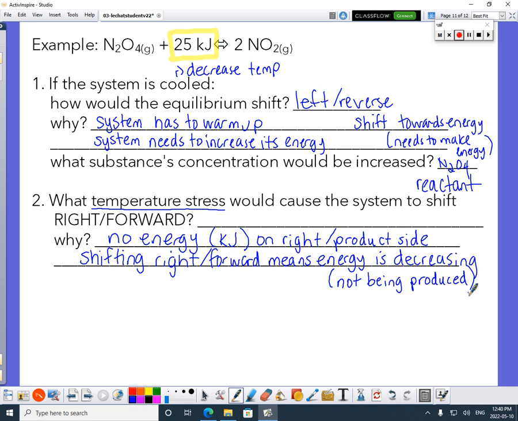But the question wants us to write the stress. So if the shift is decreasing the energy, what was the stress? It has to be the opposite. So if the result is decreasing energy, that means the stress must be an increase in energy.